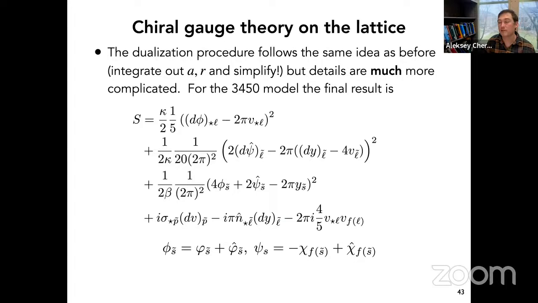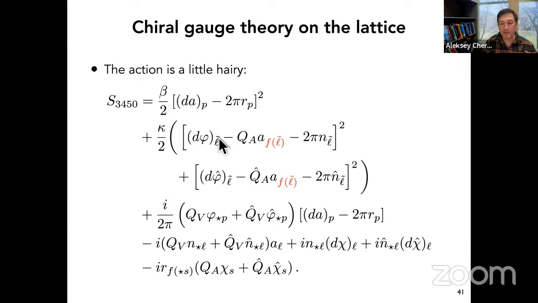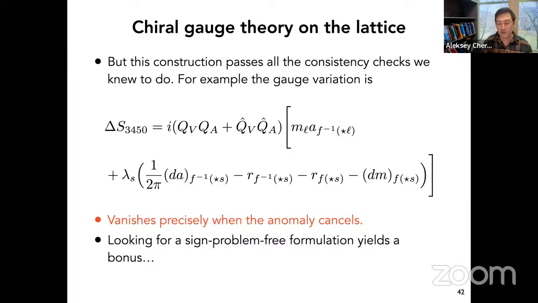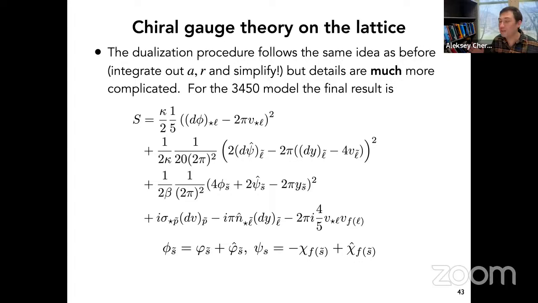You try to, again, do some dualization procedure to take the complicated-looking terms involving i's to something simpler that you can just interpret as giving you a simple constraint that you can then solve in your field proposals. In practice, this again conceptually just amounts to, roughly speaking, integrating out A and the gauge field, but the details are now much more complicated. But after doing a little bit of work, you get the following dual representation of the action.